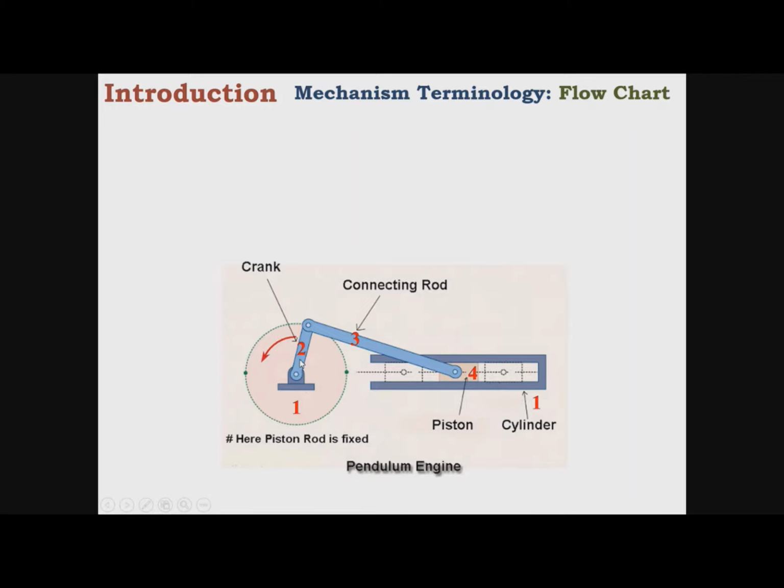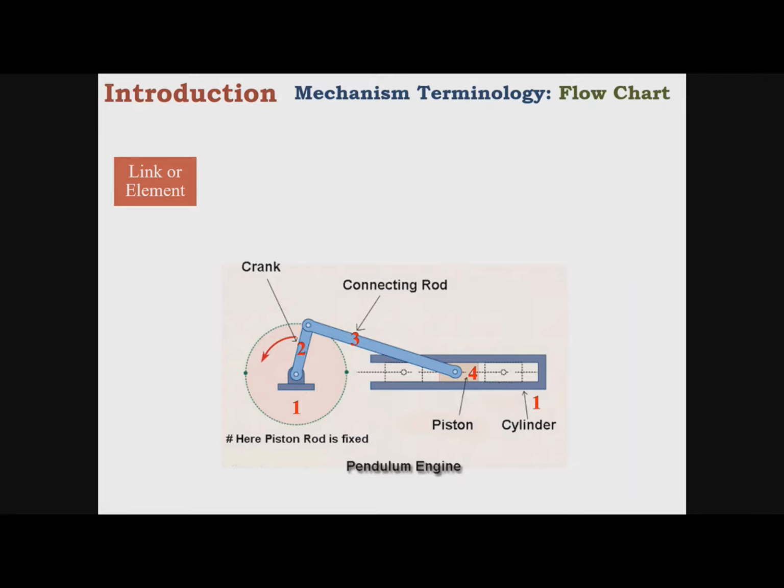The mechanism terminology can be understood through a flow chart. Link or element are the basic building blocks of a mechanism. The different parts of which the mechanism is made up of are termed as a link or element. For example, crank is a link, connecting rod is a link, piston is a link, the cylinder is a link.